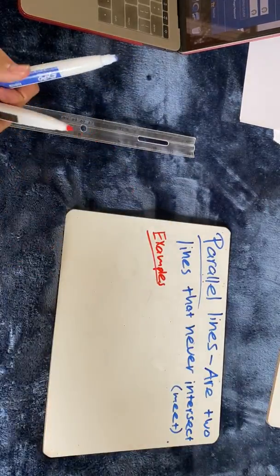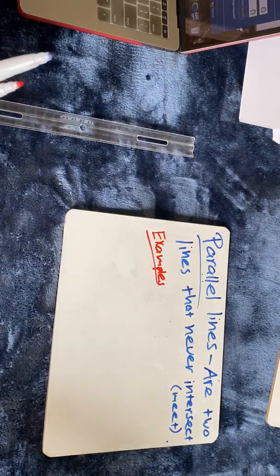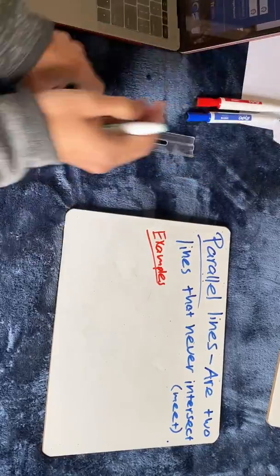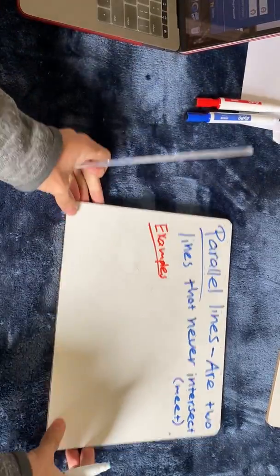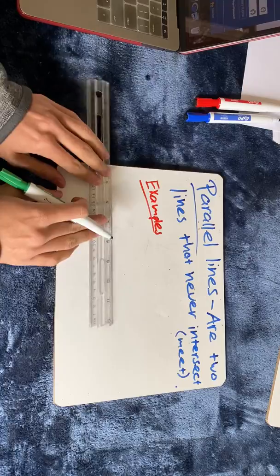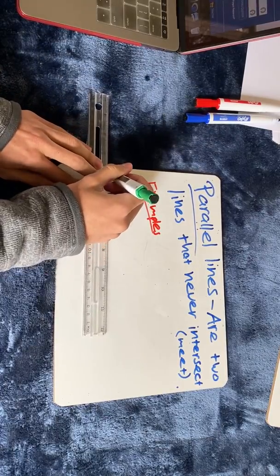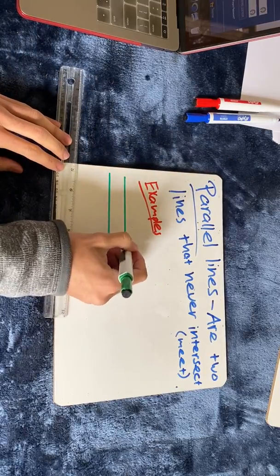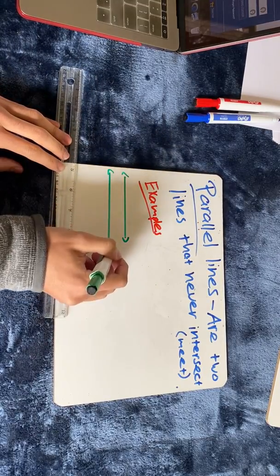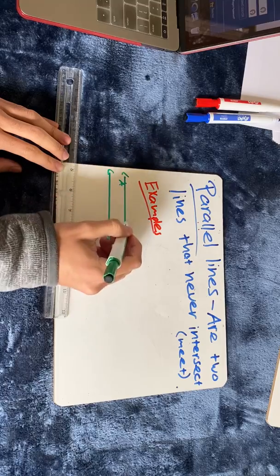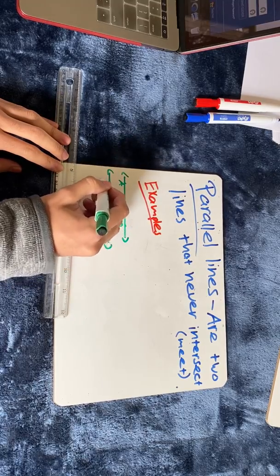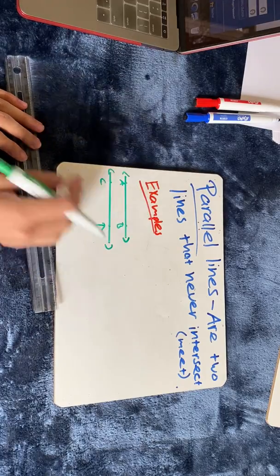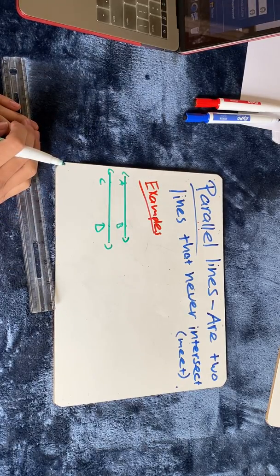I'm going to draw these in different colors, actually. All right, and again, if you have a ruler, now is the perfect time to take it out and use it. So, this right here is an example of parallel lines, okay? Let's name these. I have A, B, C, D, okay? These two lines are parallel lines.